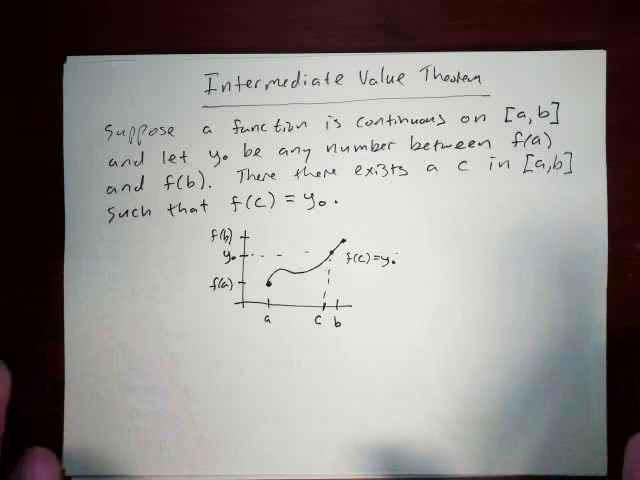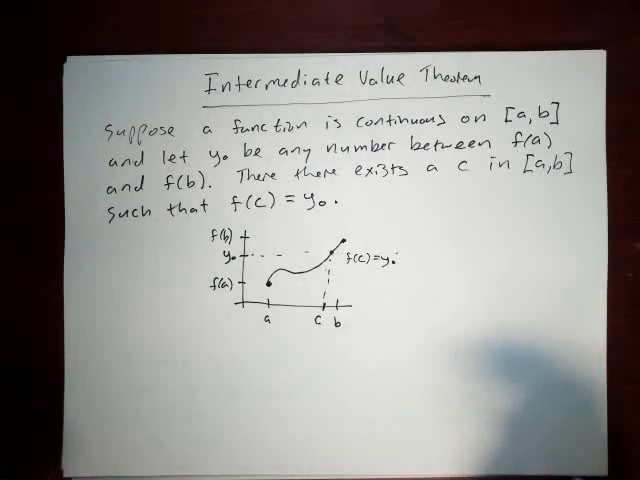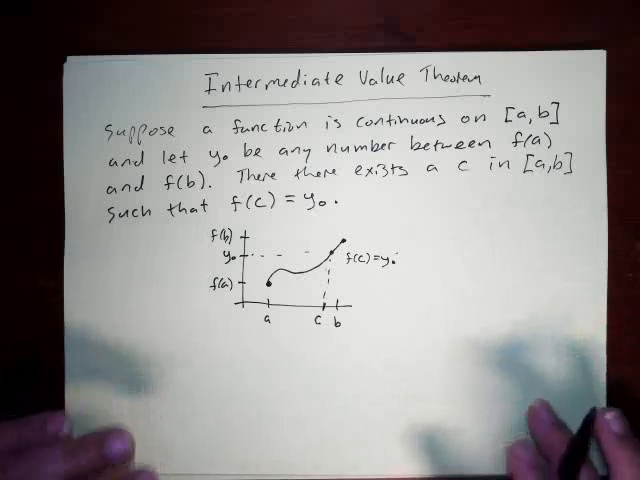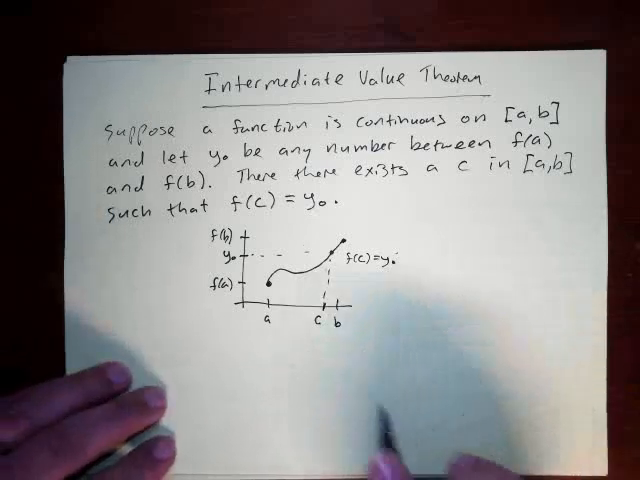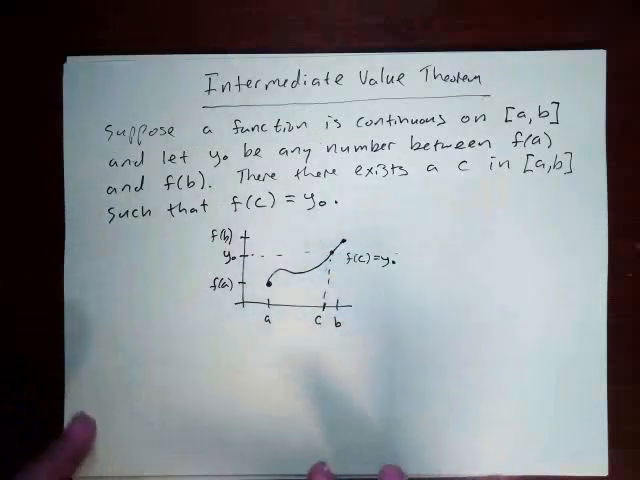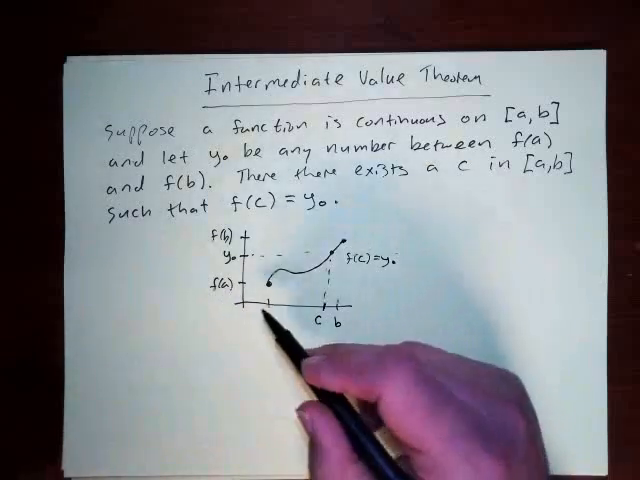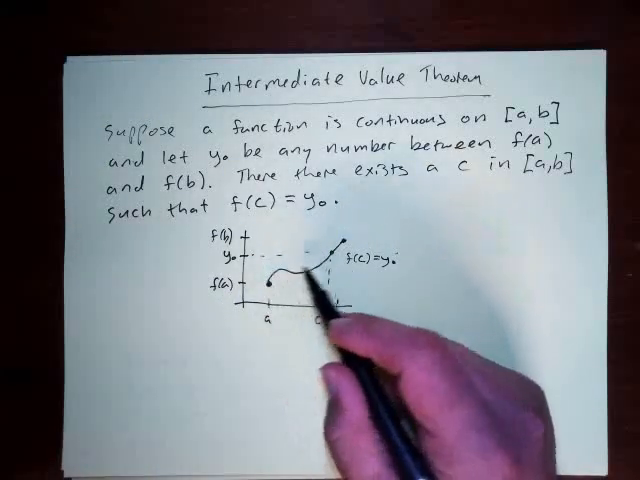Okay? So the theorem is very, very intuitive and very obvious. Now, it's not so obvious to prove, and in fact it involves the completeness property of the real numbers. It's kind of a deeper, more abstract proof, but as far as a theorem, it's pretty obvious.